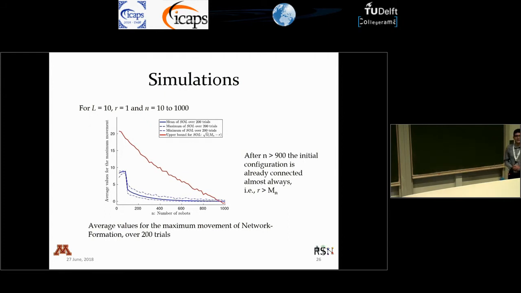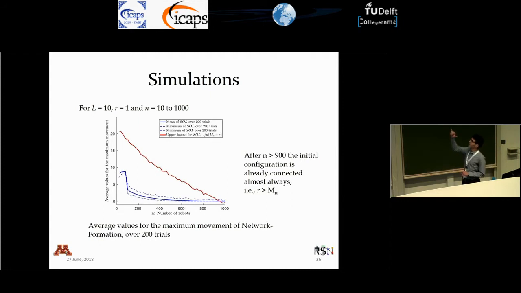The plot shows that our analysis holds, and for the values of n larger than 900, the term m sub n minus r in the bound becomes negative, since the initial configuration of the robots is already connected most of the times. So for those instances, our algorithm produces a value of 0, while the bound is going negative. So therefore, we have the bound going below our algorithm solution.